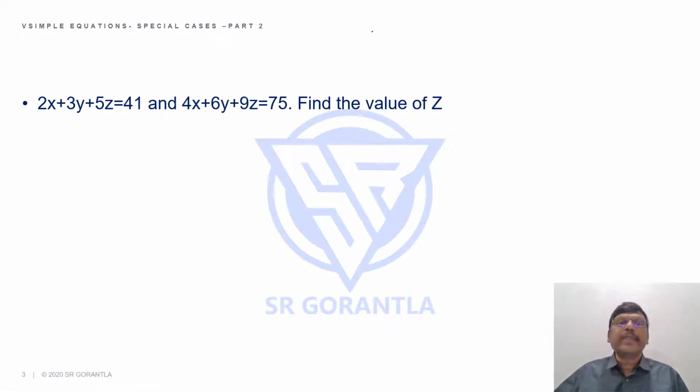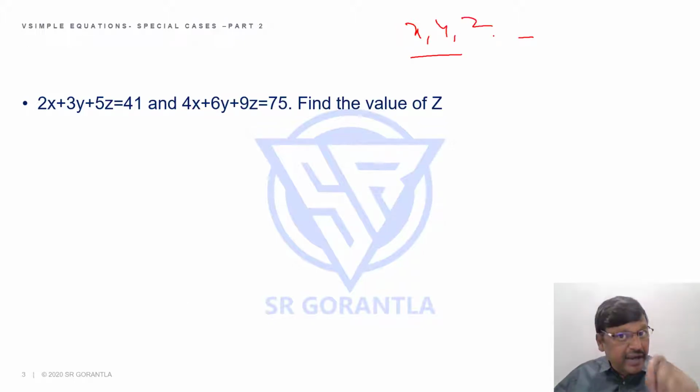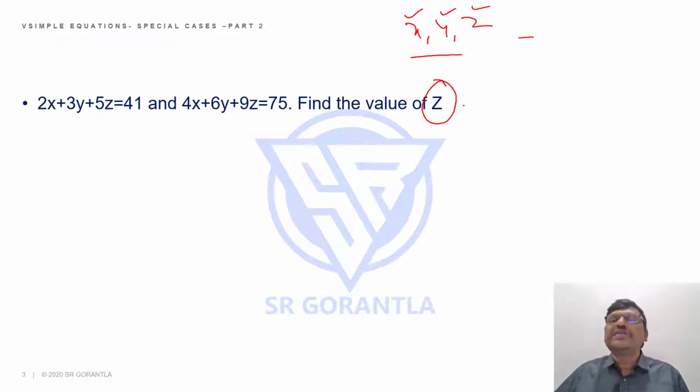Can we do it? Yes, if there are three unknowns x, y, z, we need three independent equations to solve the problem, provided I ask you to find all three unknowns. But did I ask you to find all three unknowns? I asked you only z. If I ask you only z, only one variable, sometimes even with the help of two equations we can do, sometimes we cannot. How do we know?